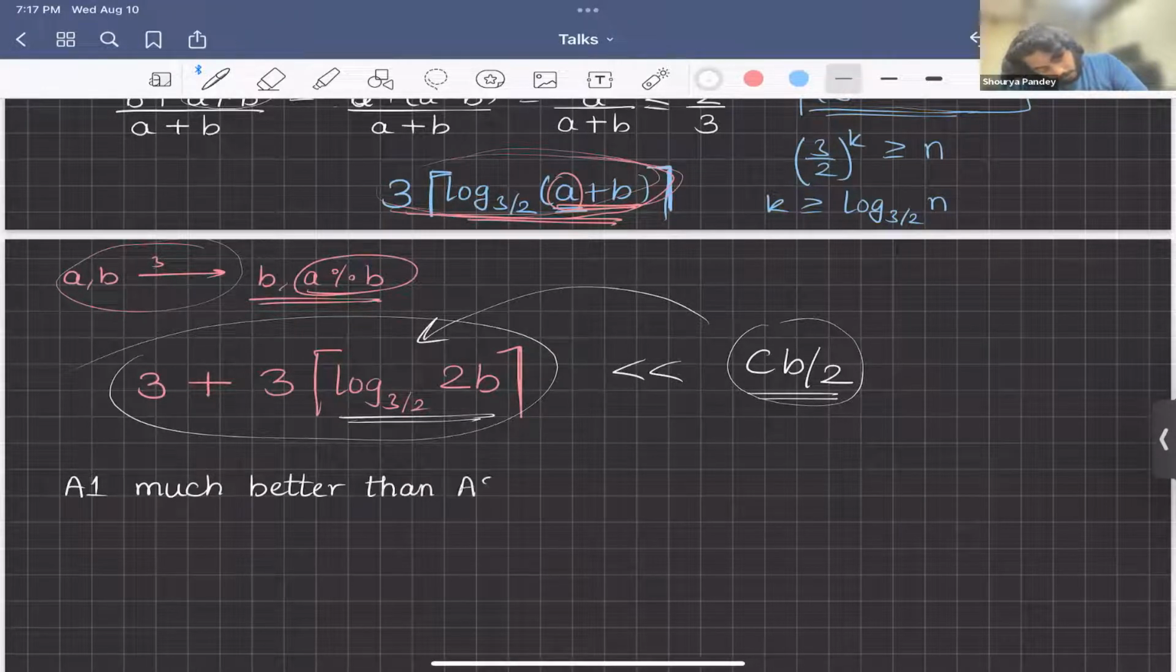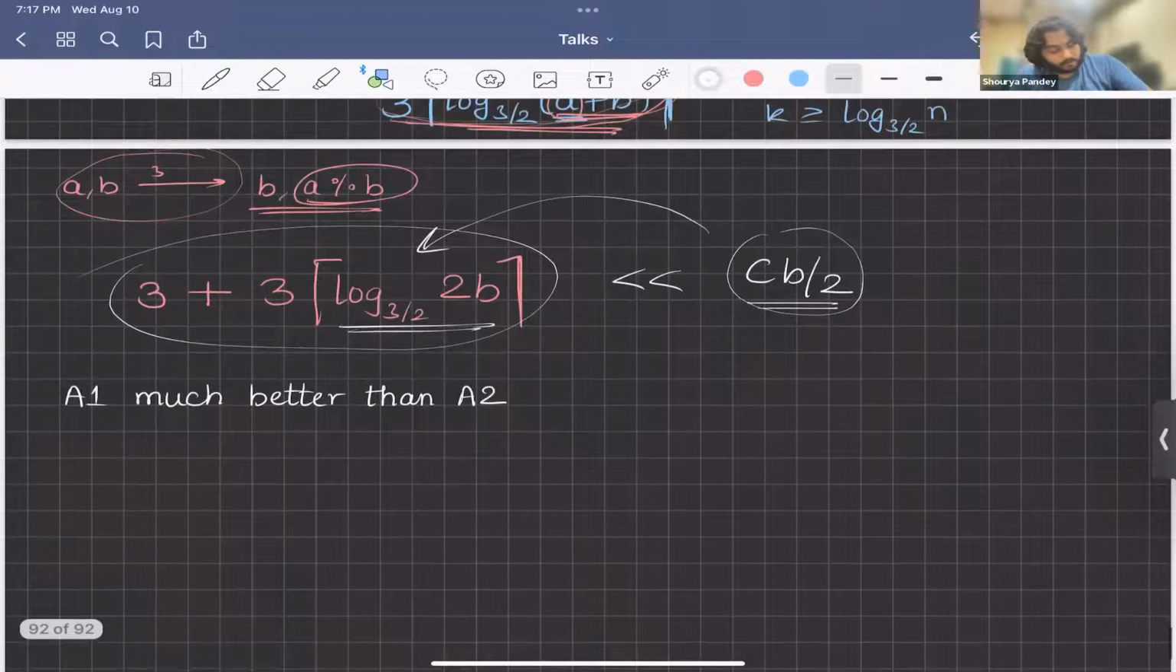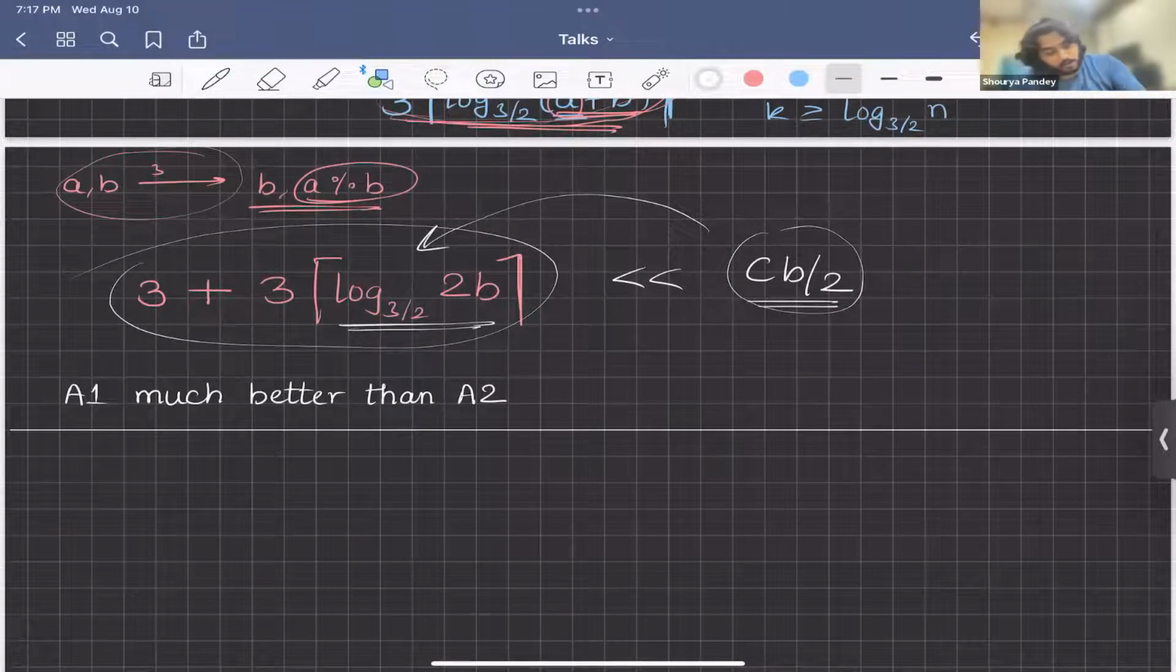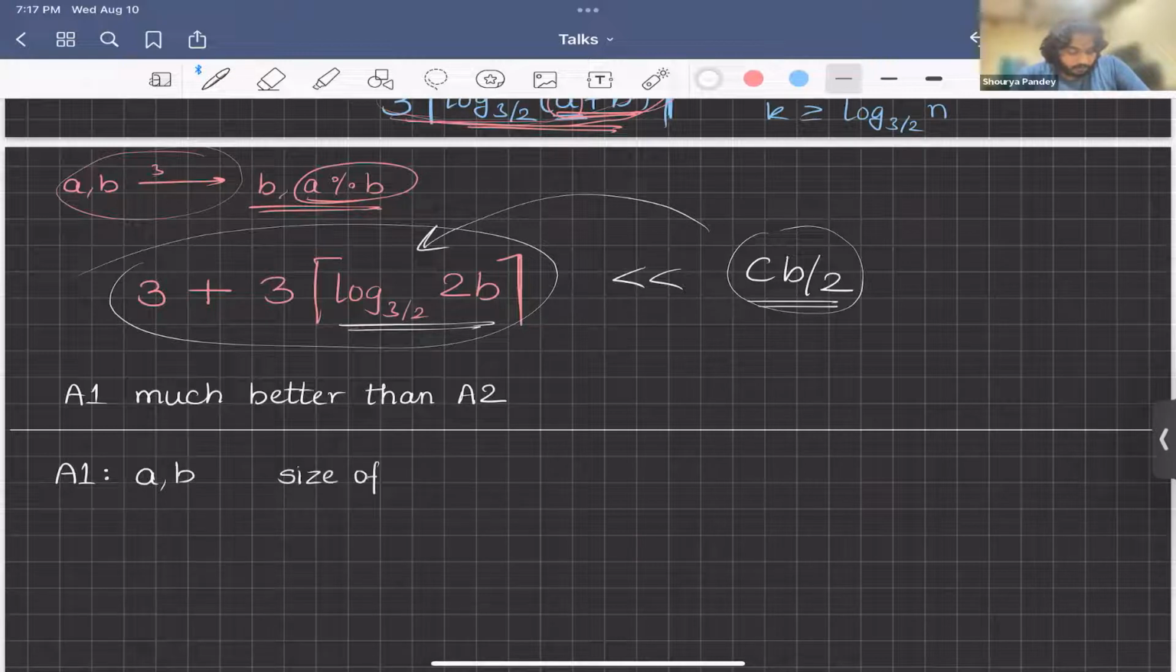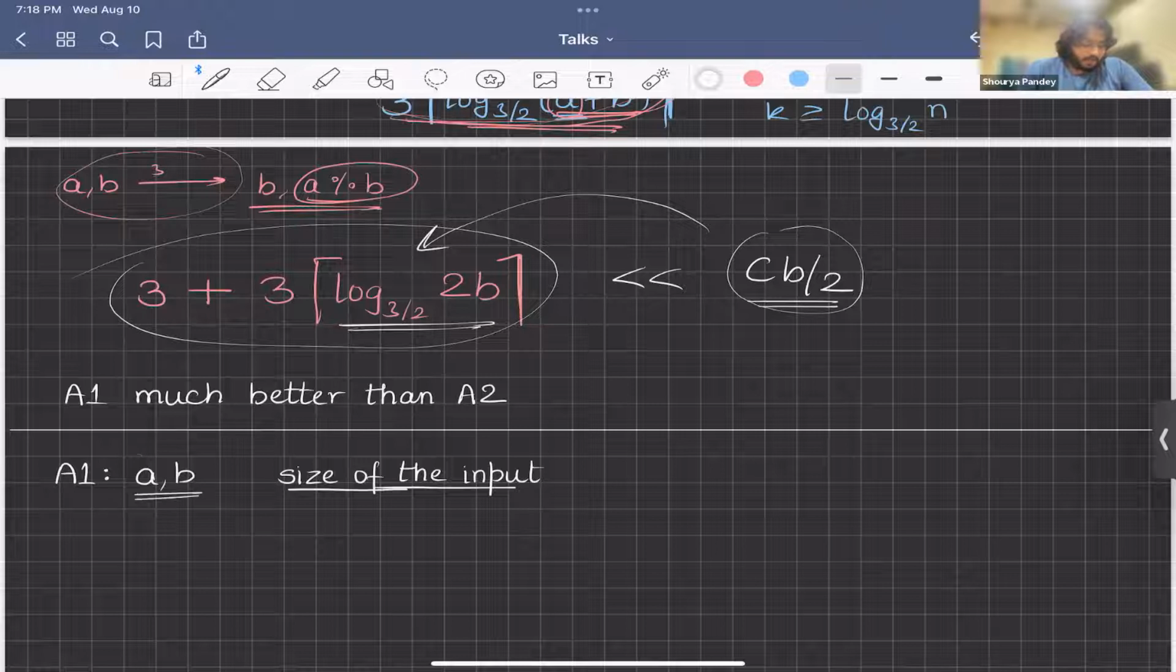Than algorithm 2. But there's more to it that I want to talk about. So sure, it is much better. But we can say something more about algorithm 1. Remember, what was the input to the algorithm? It's two numbers, A and B. So what is the size of the input? That is, by size of the input, what do I mean? I mean, how will I convey to the algorithm what A is and B is? I write A and B in their decimal representation, right?